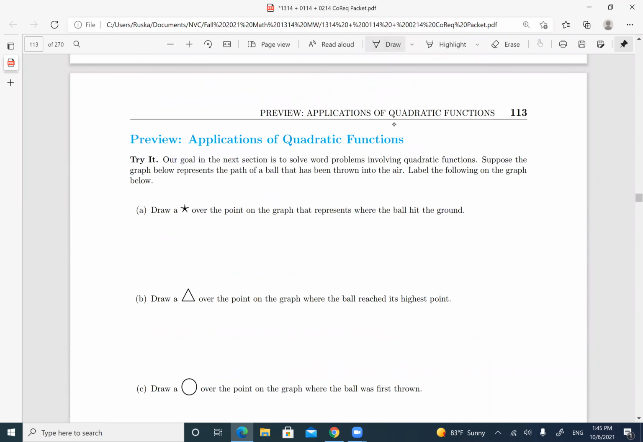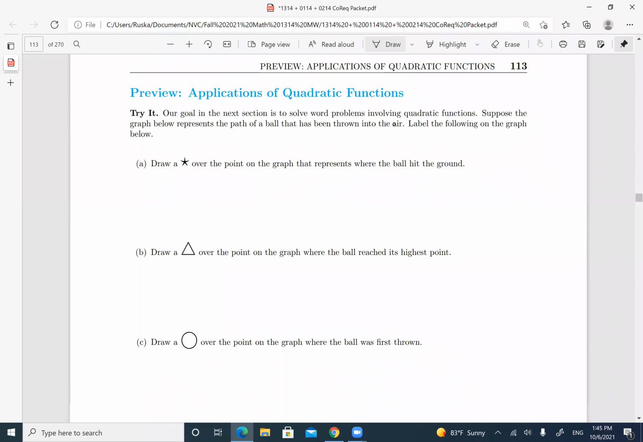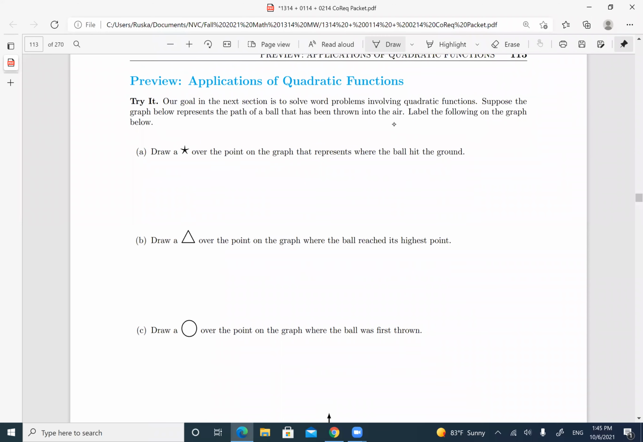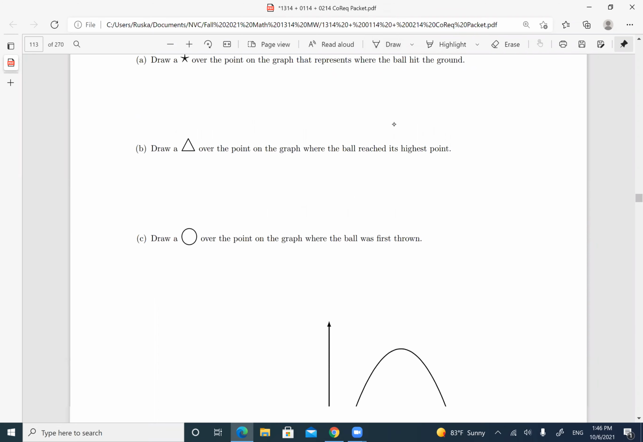Okay, the next one we're talking about, we're going to go over its applications on quadratic functions. So here we're going to start actually preparing to solve application problems, word problems. The goal for the next section is to solve word problems involving quadratic functions. Suppose the graph below represents the path of a ball that has been thrown into the air. Label the following on the graph below. So we have the graph given.